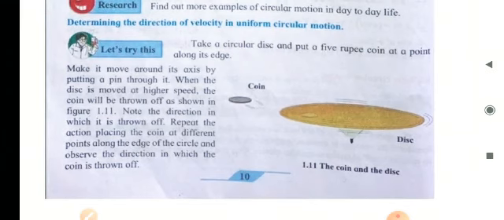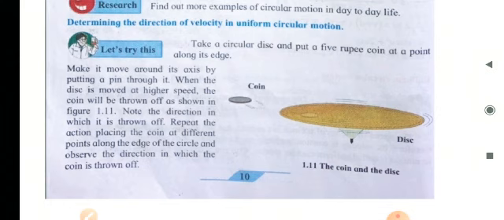Now let's try this. Take a circular disc and put a 5 rupee coin at a point along its edge. Make it move along its axis by putting a pin through it. When the disc is moved at higher speed, the coin will be thrown off as shown in the figure 1.11.